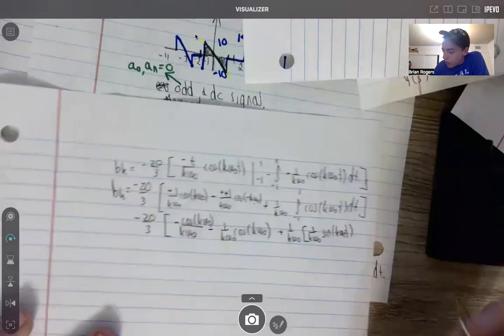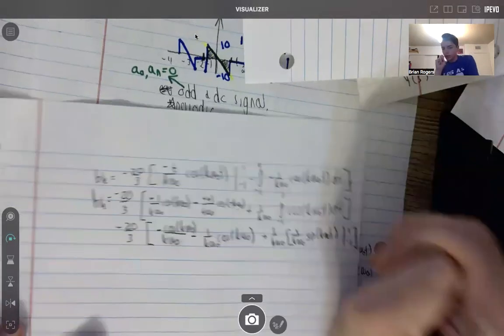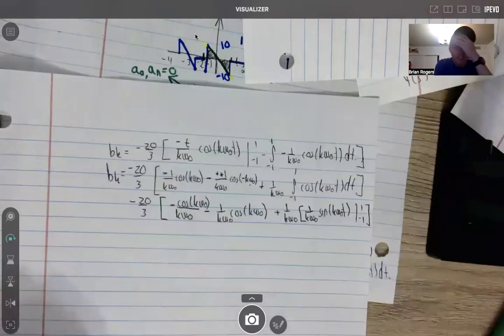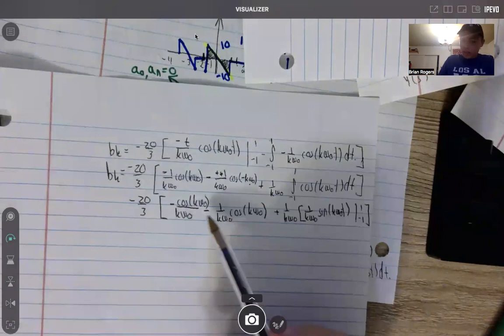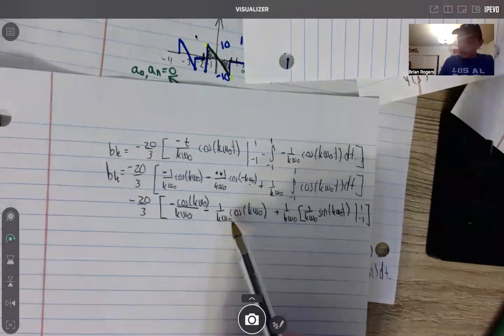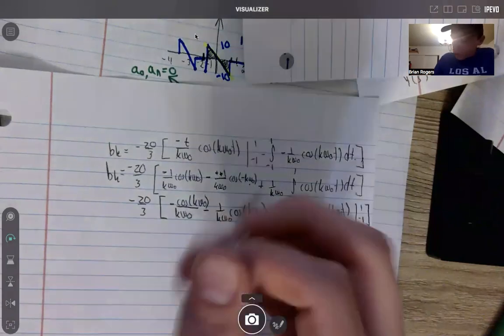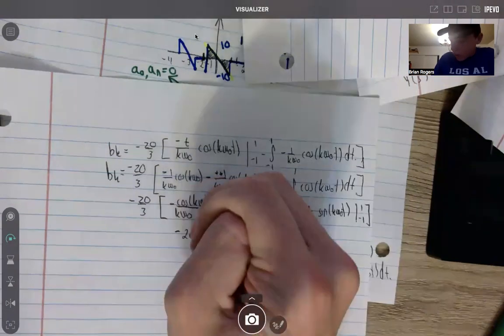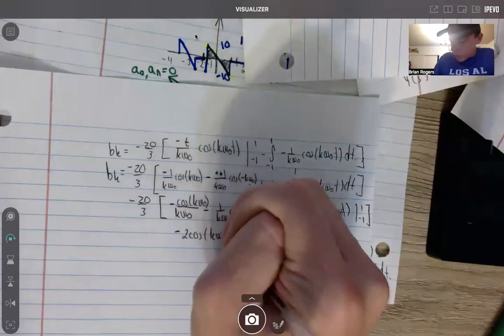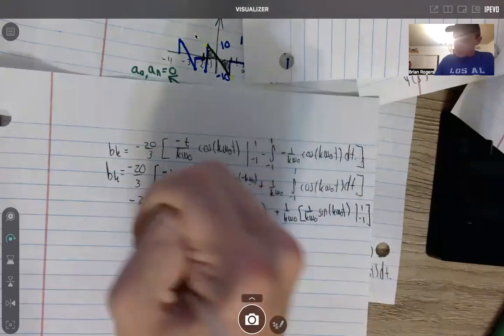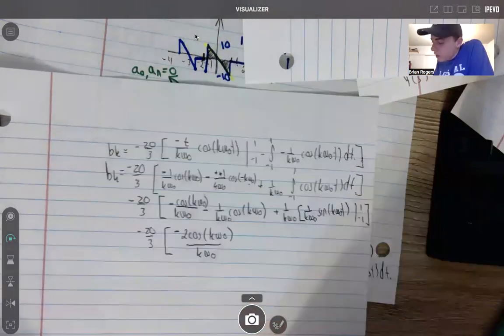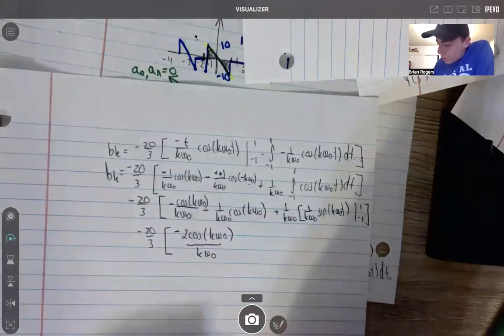Then 1, negative 1 to 1. And then here now we have to evaluate specifically our integral. Well, these two terms will combine, right? They're the exact same thing, have the same denominator, and it's negative cosine, so it'll be negative 2 cosine k omega naught over k omega naught, negative 20 over 3 in front. And this term here has a plus 1 over k omega naught.